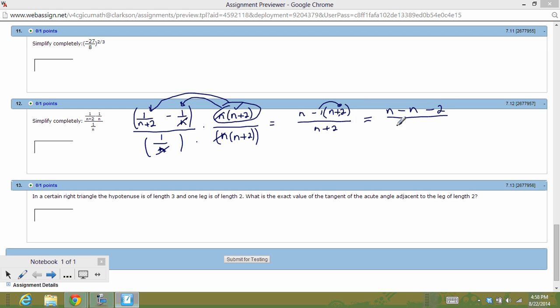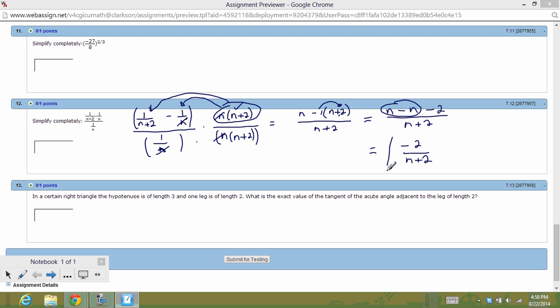Of course, over, same denominator, n plus 2. Now, the n minus n goes to a 0, and so your final answer should have been negative 2 over n plus 2. And again, in the original video for questions 7 through 12, while we emphasized this distributive property, we didn't actually perform it when we did the multiplication. And so originally we ended up with 2 over n plus 2.